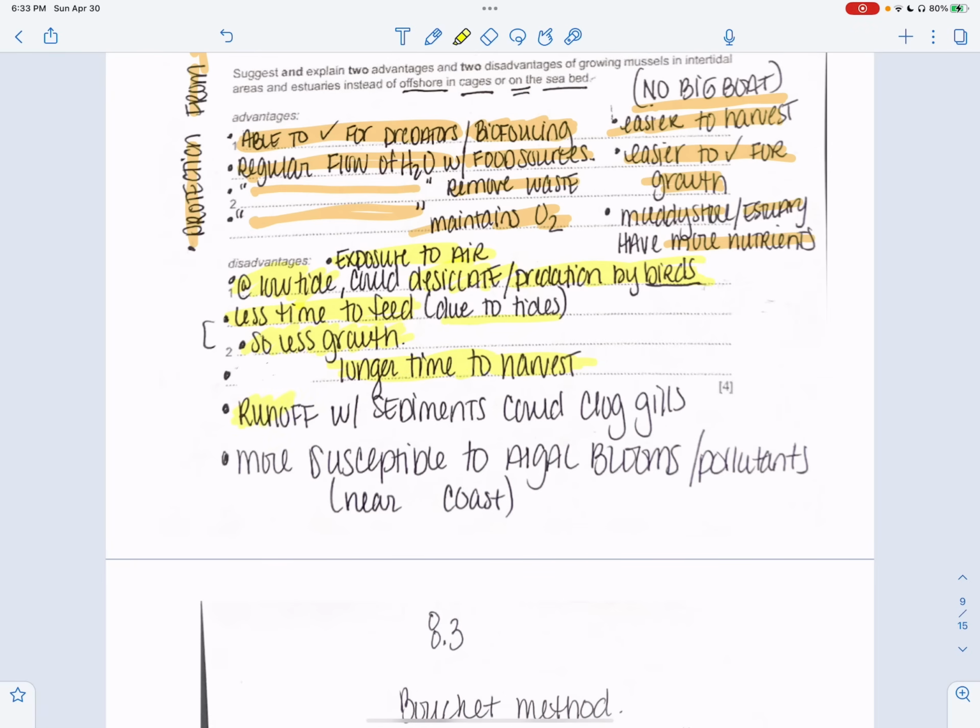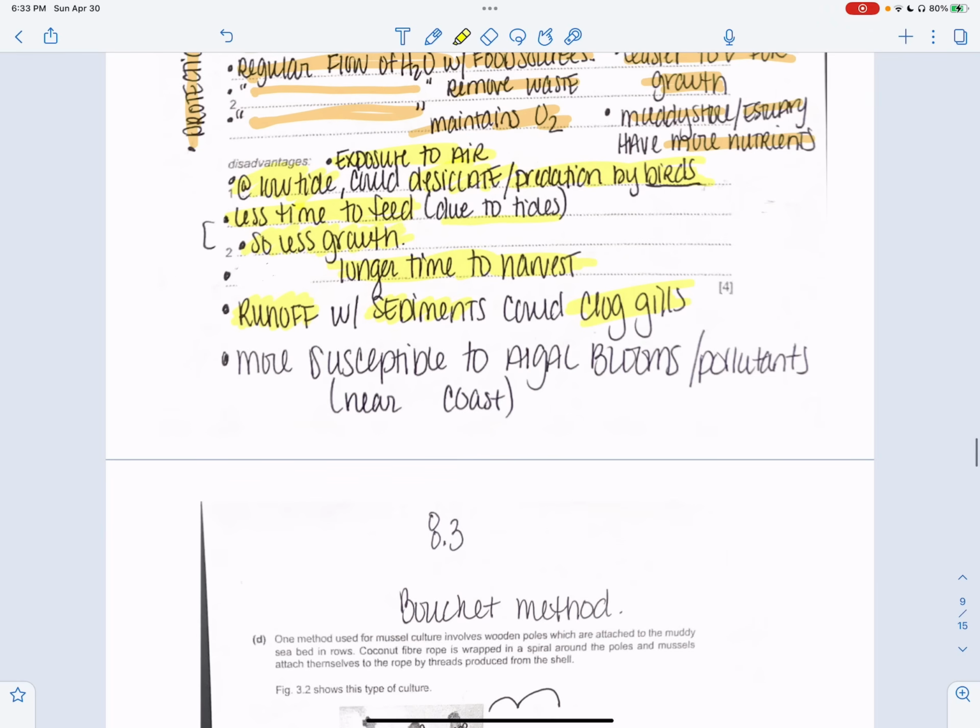If we have excessive runoff from the coastline, or from coastal areas, coastal communities, runoff with sediments could clog the gills. And because, again, you're near the coast, you have higher susceptibility to algal blooms from having those excess nutrients, or even pollutants coming through runoff. Because again, you're near the coast, you're in an estuary.